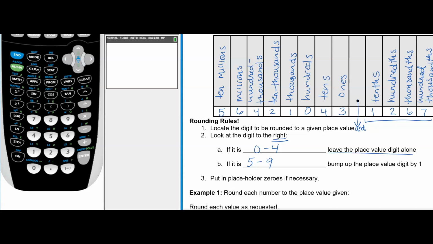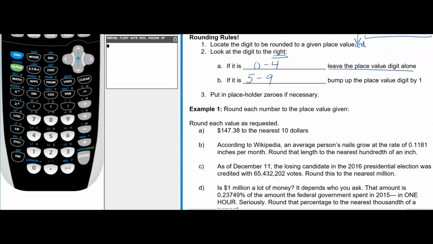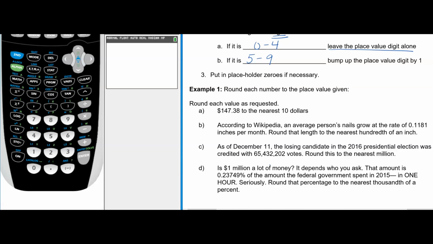So let's do a couple of examples. So example 1A, we want to round $147.38 to the nearest $10. So we want to look at, what place value is $10. So the ones place is the 7, so that's the ones, and the tens place is the 4. So $10, that would be like saying round this to the tens place. So the tens place is the 4. I'm going to look to the number to the right of that, which is 7. And because that number is 5 or greater, it means we're going to bump that 4 up to 5. So I'm going to leave the 1 alone. I'm going to change the 4 to a 5.